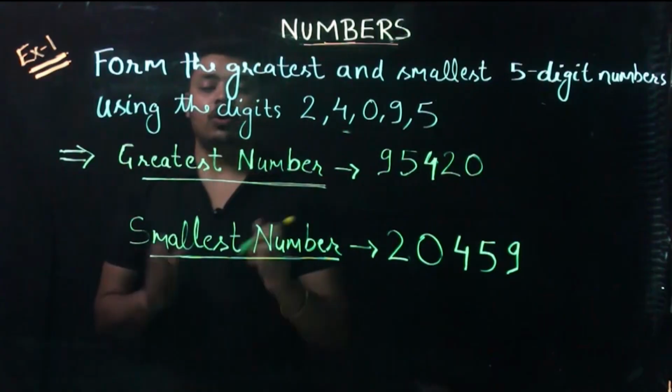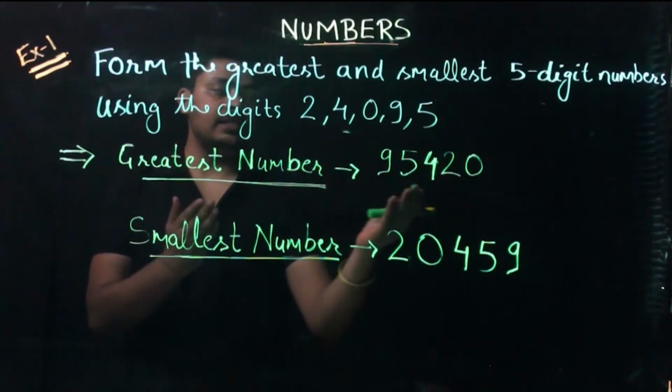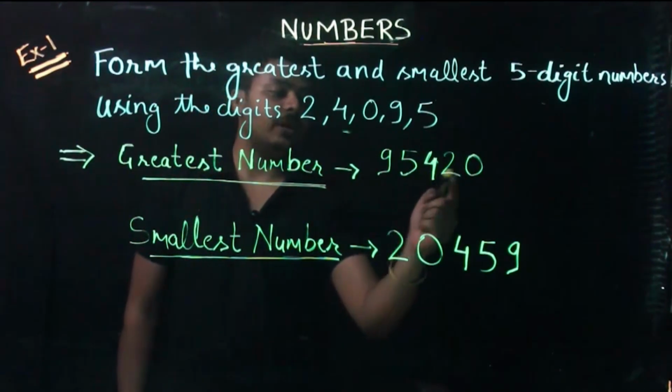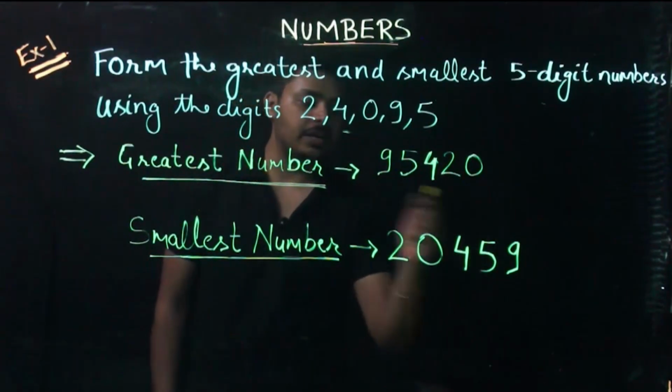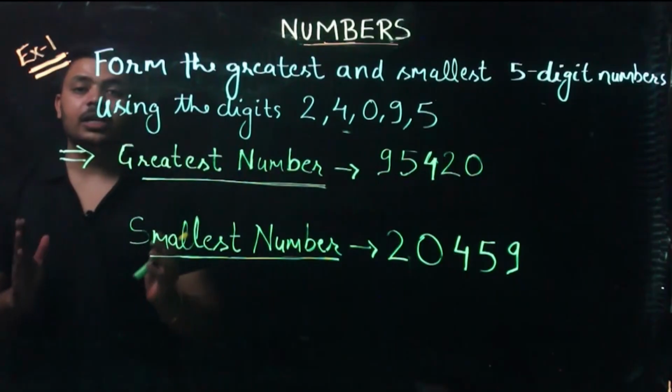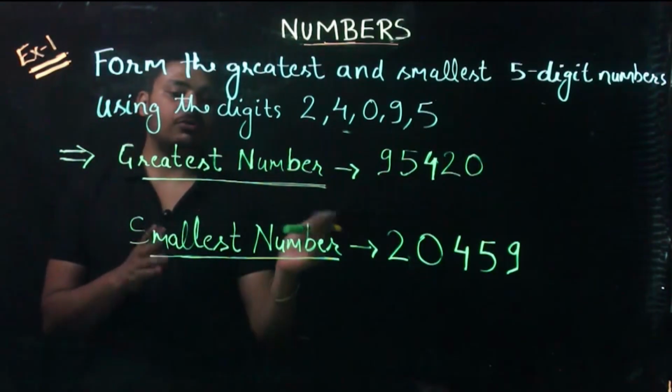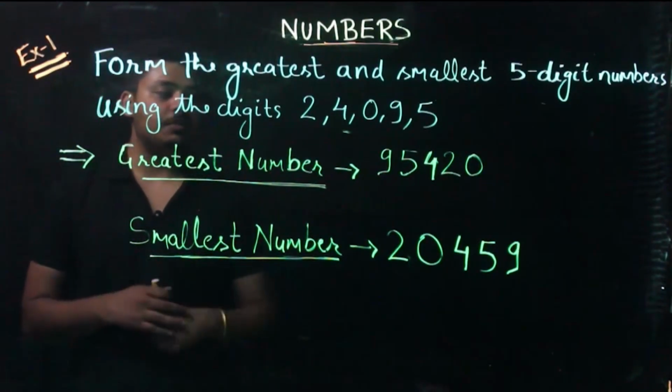So now we can see that the greatest number is 95,420 and our smallest 5-digit number is 20,459. I hope students it is clear to you how to find the greatest and the smallest number using the given digits.